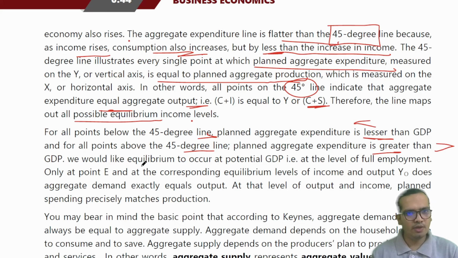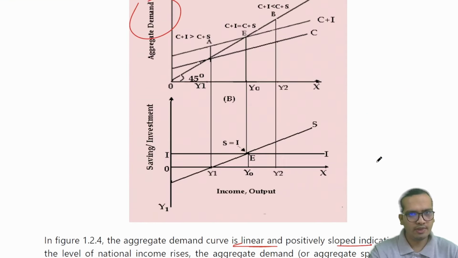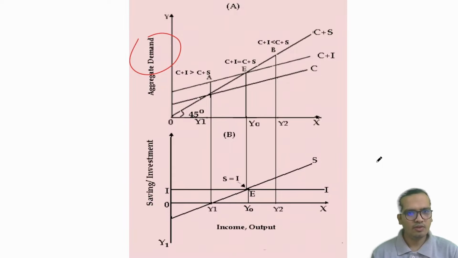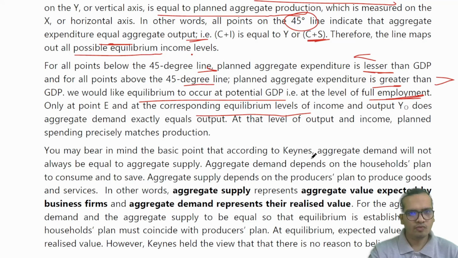We would like equilibrium to occur at potential GDP, that is, at the level of full employment. Only at point E and the corresponding equilibrium levels of income, point E, I will show you here. This is the point E. Only at point E and the corresponding equilibrium levels of income and output Y does aggregate demand equal output. At this level of output and income, planned spending precisely matches production.